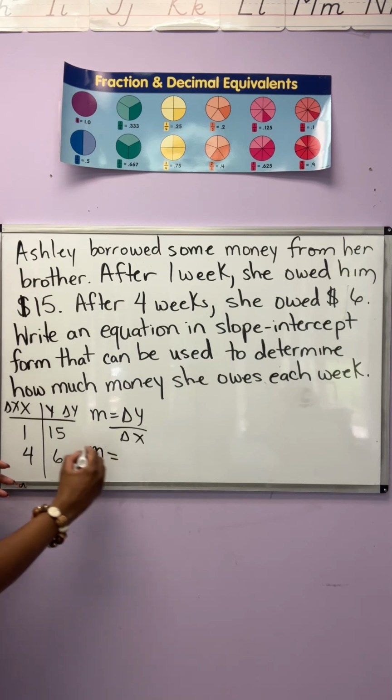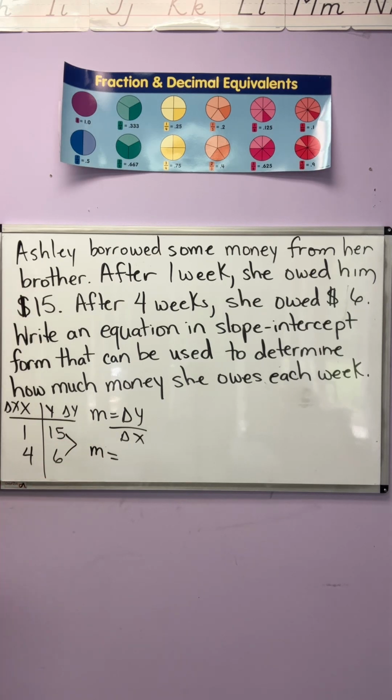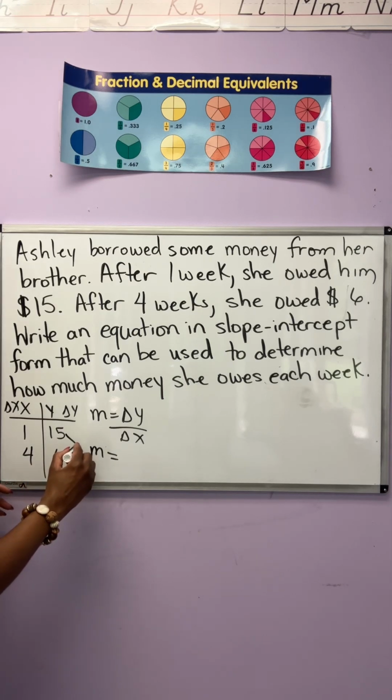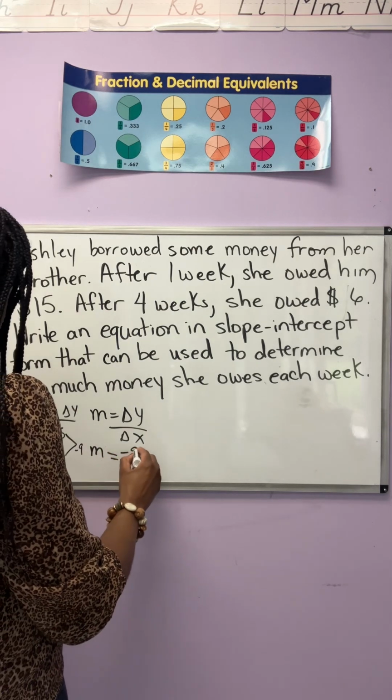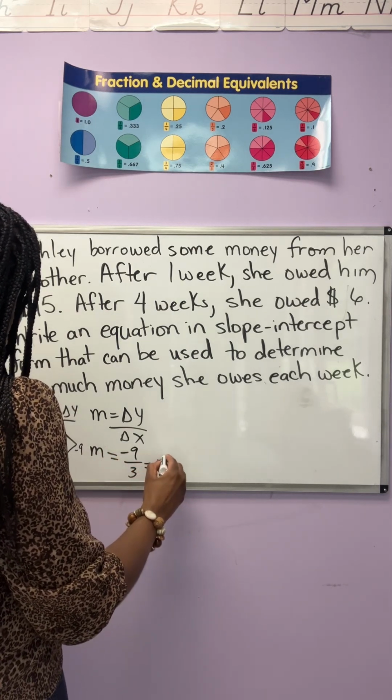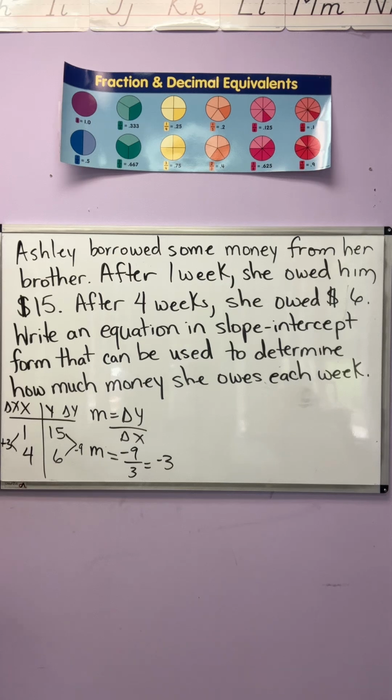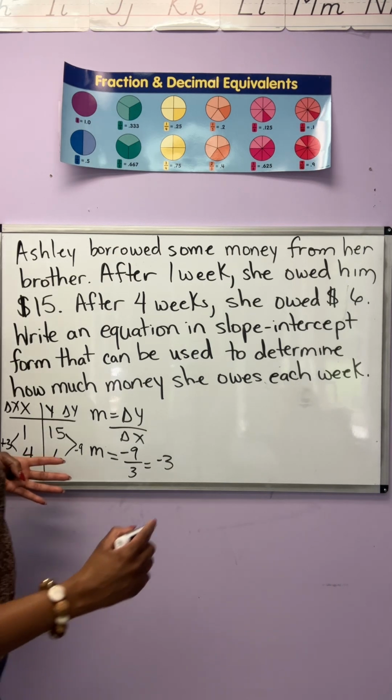So let's see. Between week 1 and 4, it went down $9. And that's as the weeks increase. So what we see here is -9 over 3. So our slope is -3. So each week she is paying him $3, it is going down by 3.